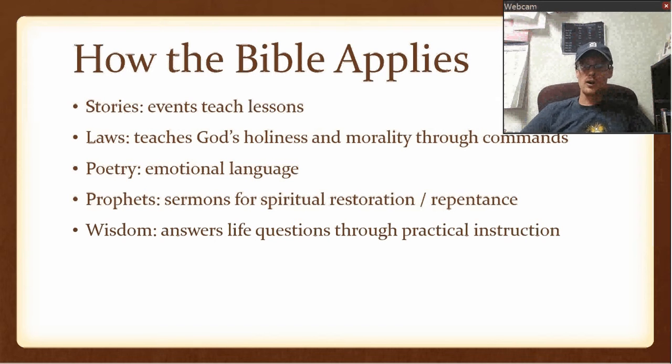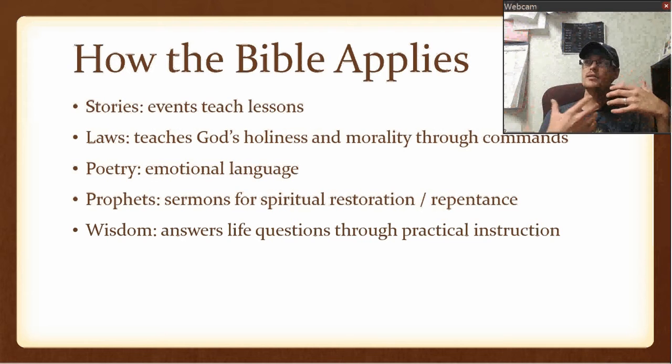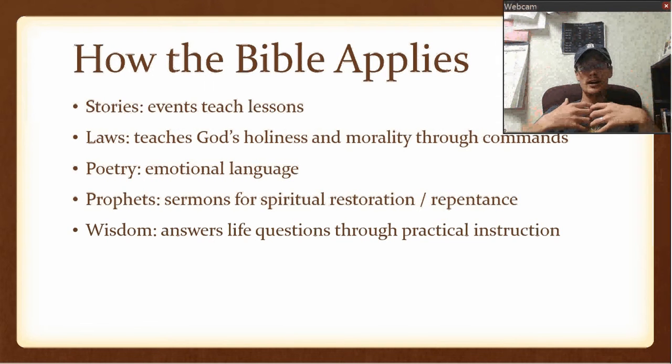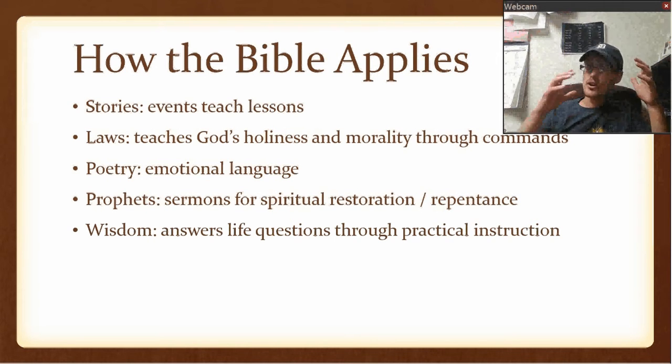Then there's books which are more wisdom-oriented. Job, for instance, Proverbs, Ecclesiastes. Now, these also don't necessarily just come out and say something. They kind of have a roundabout way to make you think. For instance, Ecclesiastes deals with what's my purpose in life. Proverbs deals with how should I conduct my life. Job deals with why do righteous people suffer. So it answers life's questions through practical instruction.